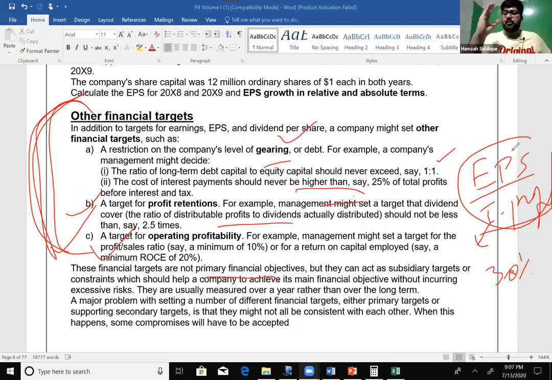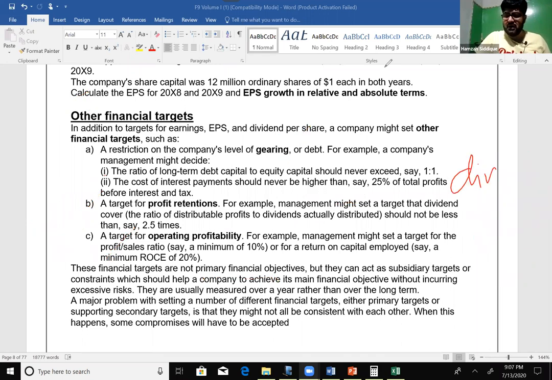So students, the problem is that primary target and secondary target may be in conflict with each other. For example, you are increasing dividend. You are increasing shareholders' wealth, but your gearing is increasing too much. You want to increase dividend for shareholders, so you may not be able to fulfill this profit retention. They might be 180 degrees apart.